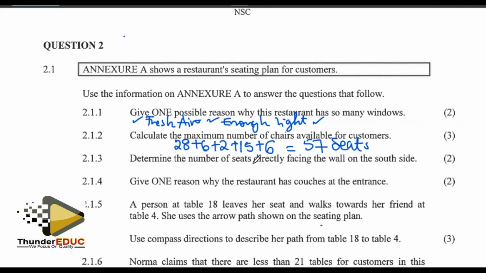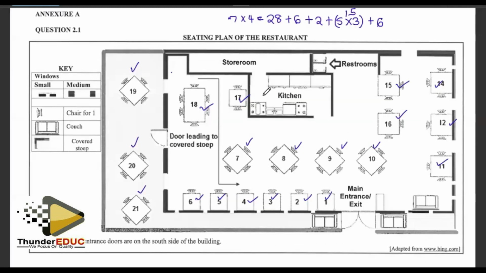Determine the number of seats directly facing the wall on the south side. Let's go back to our chart. If you hear south side, first and foremost, look for the compass. The compass is not there, but they have given you here that the main entrance doors are on the south side of the building. So definitely you have to look for the main entrance. If the main entrance is here, you're looking for chairs that are facing the south.